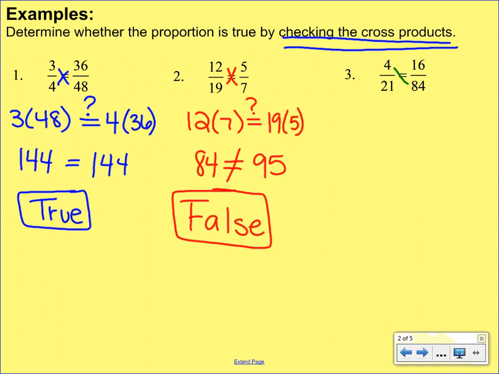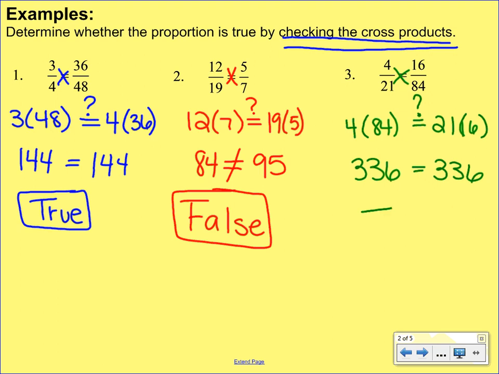So the solution would be to multiply 4 times 84. Bring down your equal sign, put your little question mark above that because again we're testing to see if they're equal. And 21 times 16 there, not 6. There we go. And then when we multiply the two sides here, 4 times 84 is 336. 21 times 16 is 336. So this is indeed a true proportion. And hopefully you were able to come up with that on your own.